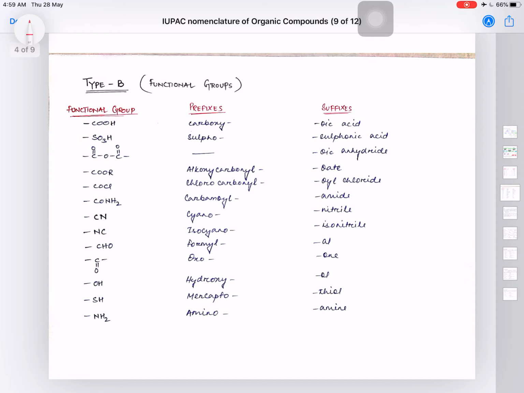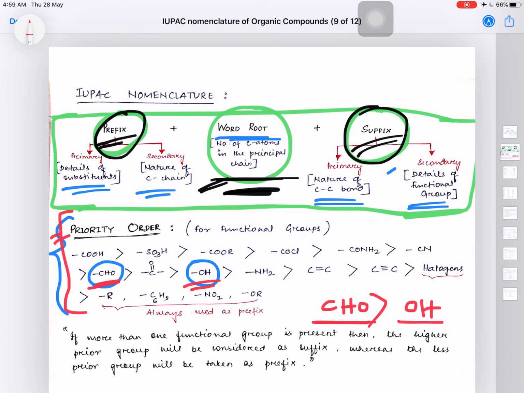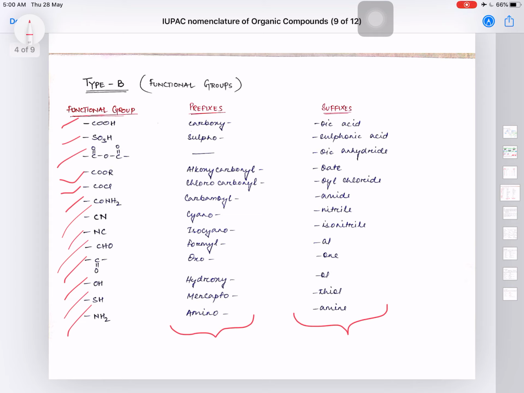But type B functional groups are: carboxylic acid, ester, acid chloride, amide, cyanide, isocyanide, aldehyde, ketone, alcohol, thiol and amine, sulfonic acid, and anhydride. All these functional groups belong to type B, so they can be written both as prefix and as suffix. For type B functional groups, you have to use the priority order. This is very important, because if you don't know it, you won't be able to identify which will be suffix and which will be prefix. So you just have to memorize the type A functional groups, type B functional groups, and your priority order.